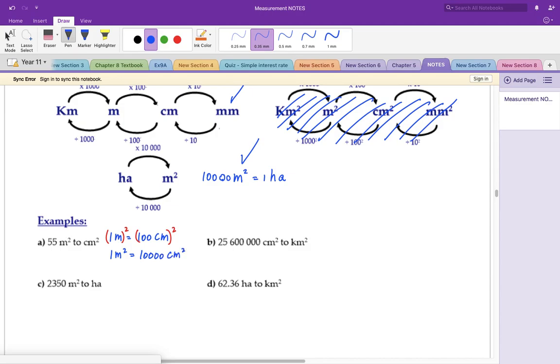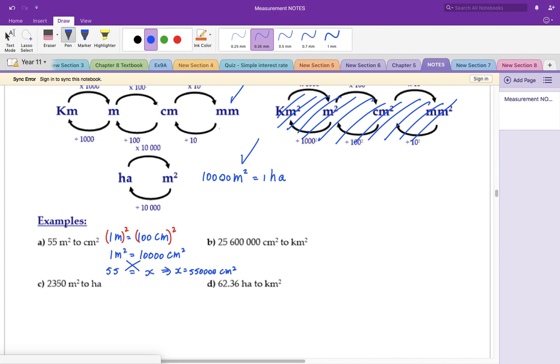Now you have 55 meters squared, so you put 55 on the bottom. How much is x? Then you cross multiply. I think that's easier than memorizing that. So x is equal to 550,000 centimeters squared.